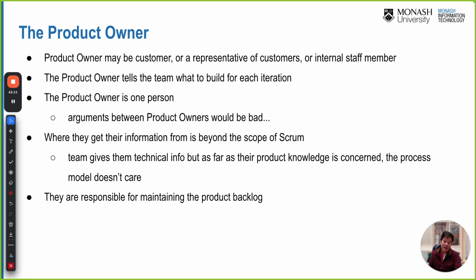And where they get information from is beyond the scope of Scrum, okay? The team gives them technical info, but as far as the product knowledge is concerned, the process model doesn't care. They are responsible for maintaining the product backlog. That's the product owner. They need to know what has to be implemented, what should be implemented now as a first priority, that kind of thing. That's the main goal of the product owner.